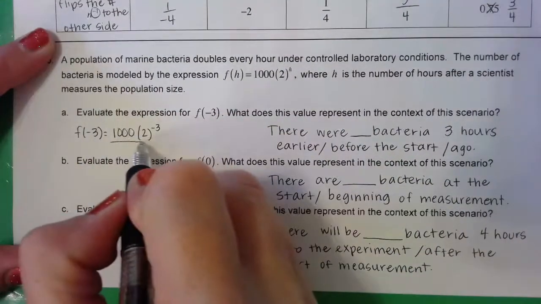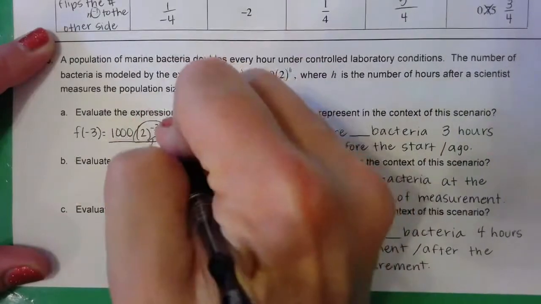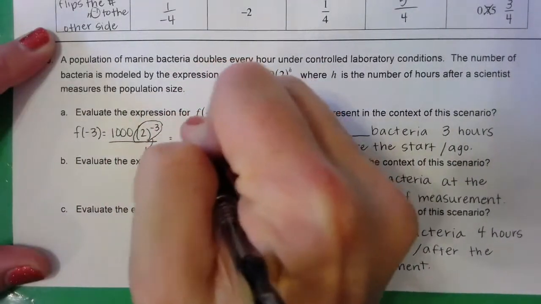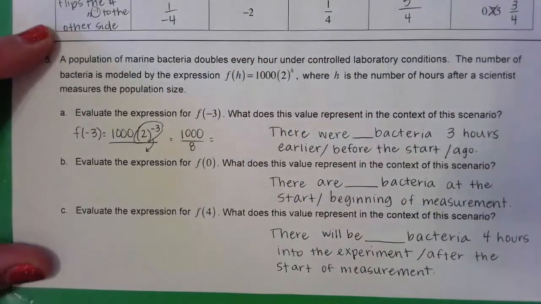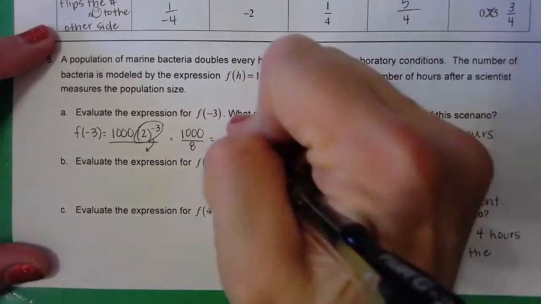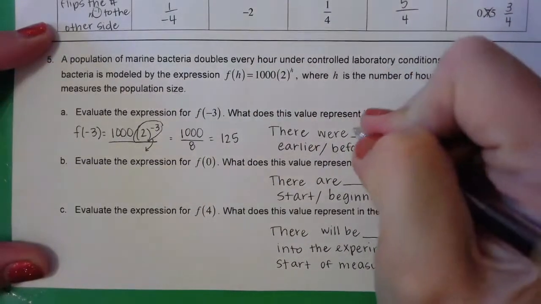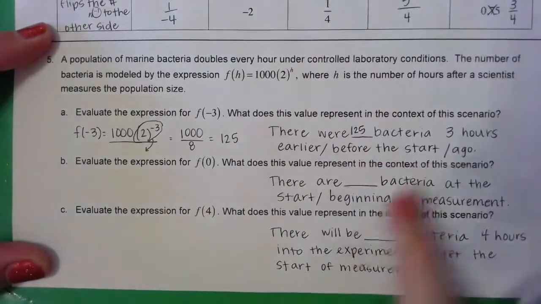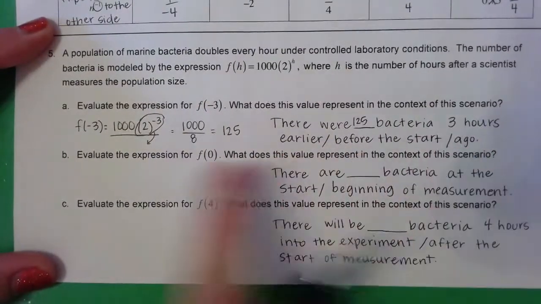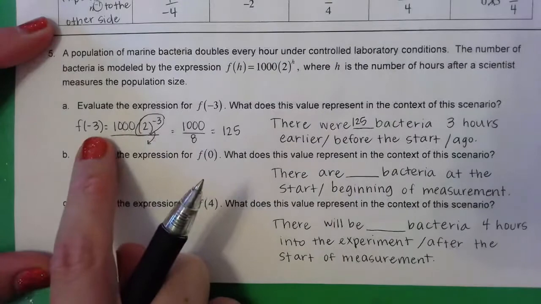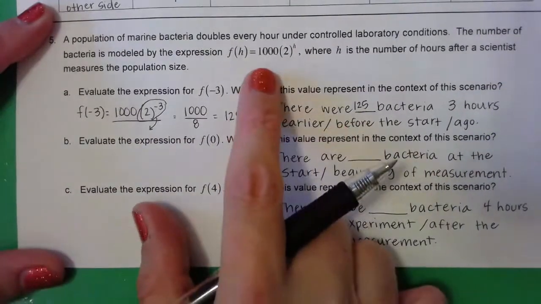Remember what a negative exponent does? It flips that number into the bottom of the fraction. So that's going to give you 1,000 divided by 8. And when you do 1,000 divided by 8 on your calculators, you get 125. So what that means is there were 125 bacteria 3 hours earlier. You could also say before the start, or you could say ago. -3 for this one means that it was 3 hours before that initial measurement was made of 1,000 when it started.